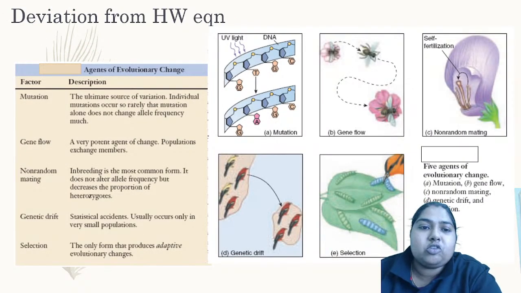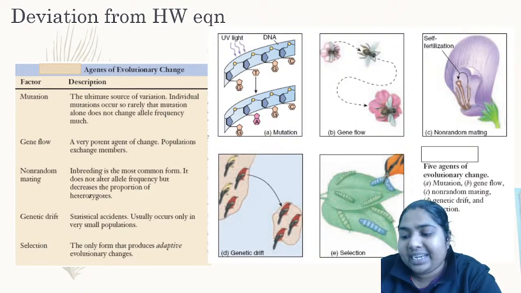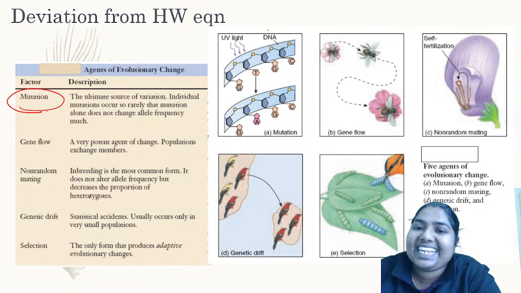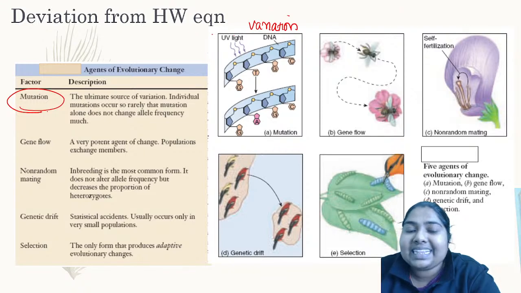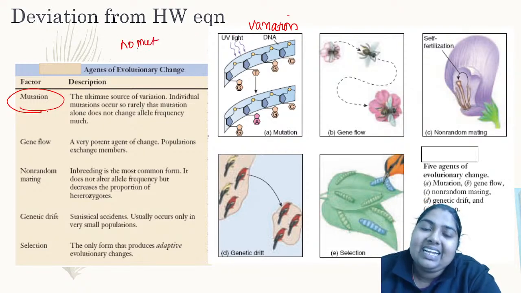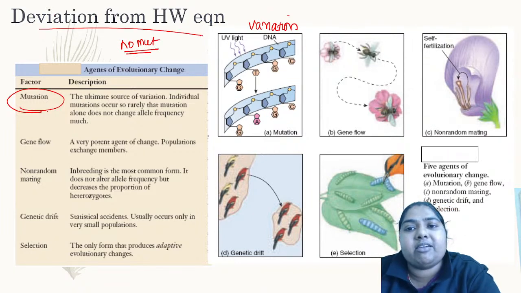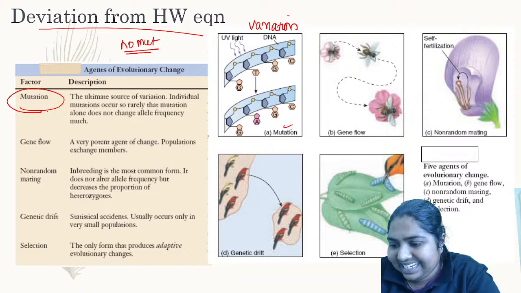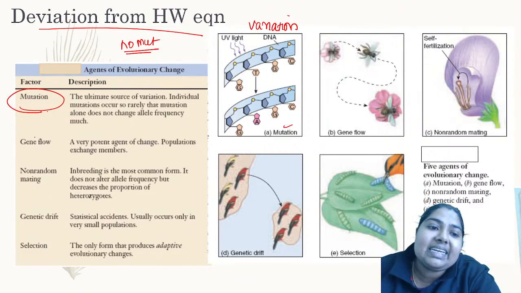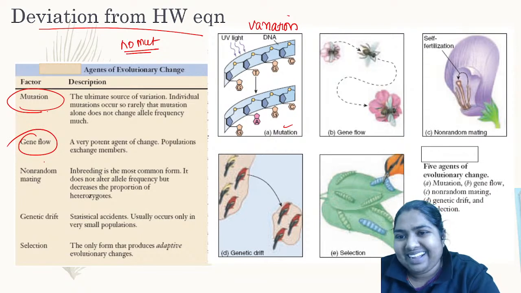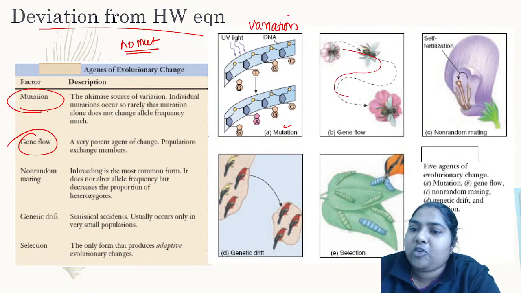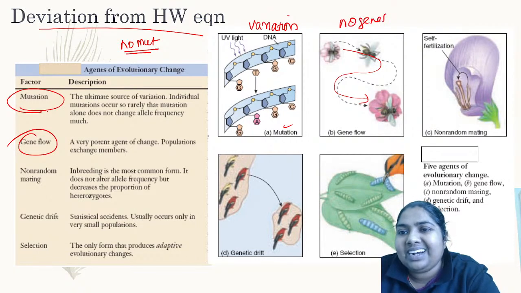The first one is mutation. Mutation means it is all the variation. If you are at Hardy-Weinberg equilibrium, there should be no mutation. If you have to deviate from the Hardy-Weinberg equilibrium, mutation should take place. Got it? The next thing is gene flow. As far as Hardy-Weinberg equilibrium is considered, there should not be any gene flow, but if you are deviating, then there can be gene flow.